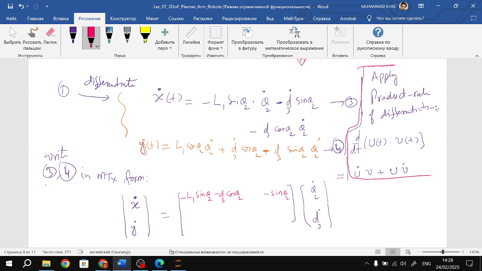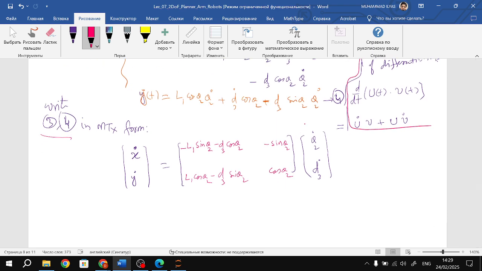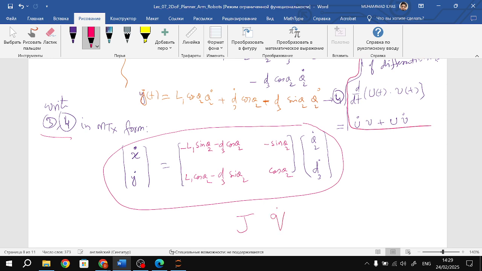We are writing equations 3 and 4 in matrix form. What will come here? This term and this term will combine. So that will be L1 cosine of theta 2 minus d3 sine of theta 2. That is the theta 2 dot term, and the d3 dot term is only this one, which will be cosine of theta 2. Good. What is that? The Jacobian matrix multiplied with Q dot equals x dot.